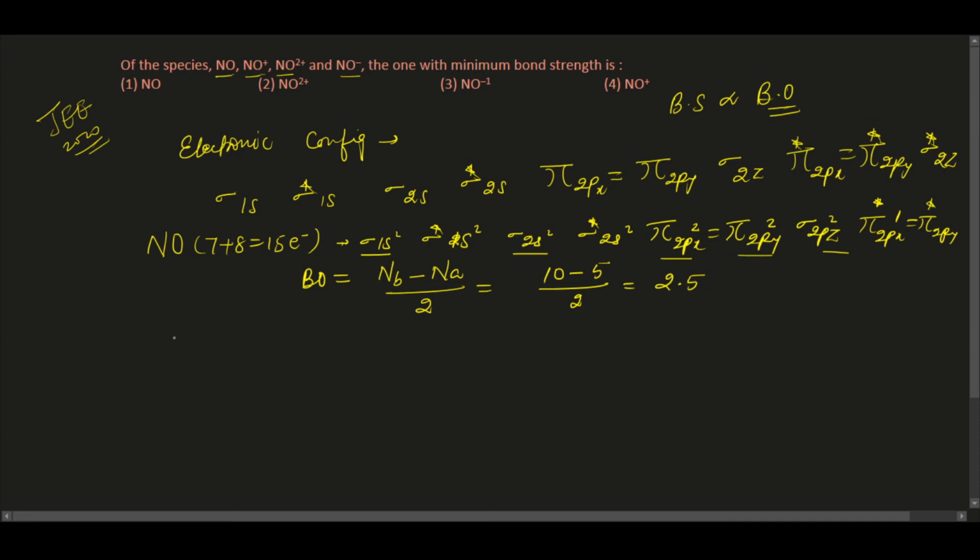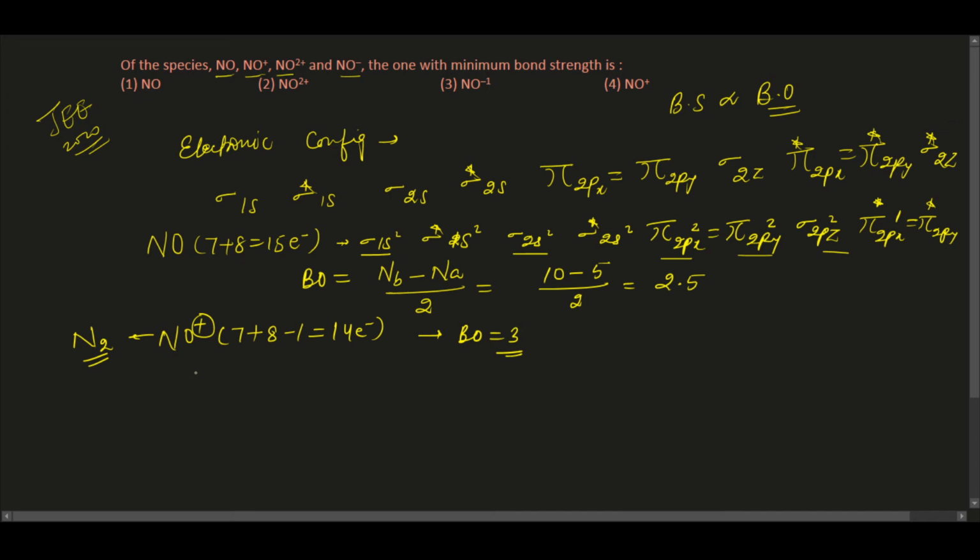Now let's calculate the bond order of NO+. NO+ is how much? 7 plus 8 minus 1, that is 14 electrons. Minus 1 is done because of the loss of 1 electron. And it is equivalent to which species? N2, and N2 has bond order equal to 3, or you can calculate from the same electronic configuration, you will get bond order 3.